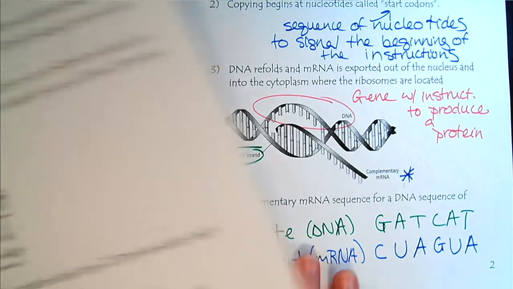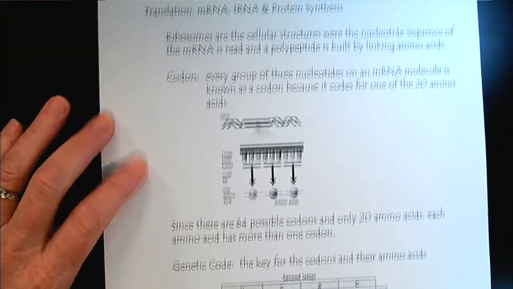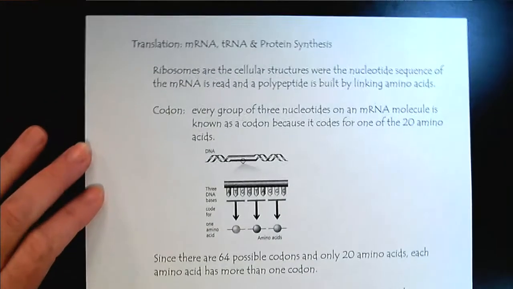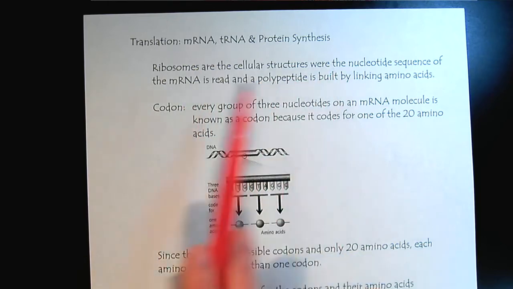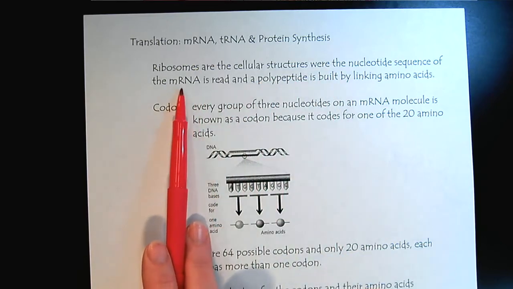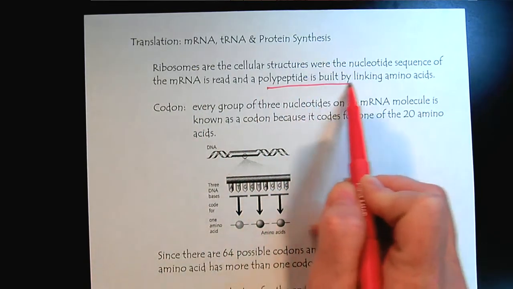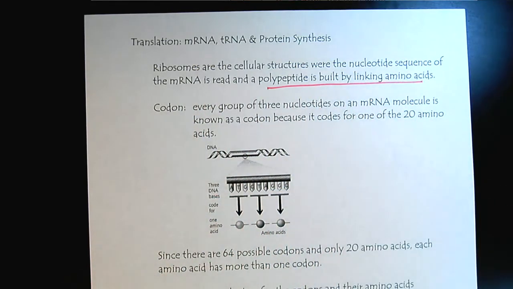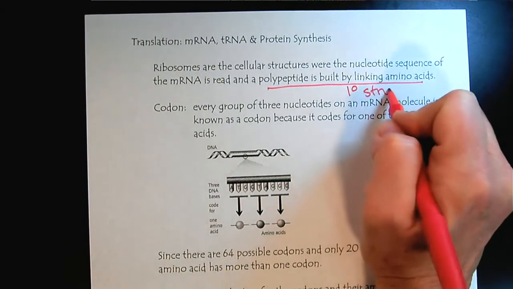Once the messenger RNA has the instructions, how do we actually synthesize a protein? Well, we need to look at translation. What happens here is the ribosomes will take the information from the messenger RNA and read it, and then they'll build a polypeptide by linking the amino acids, the primary structure of proteins.